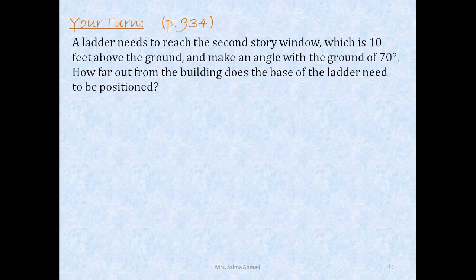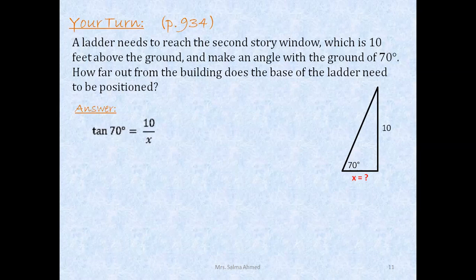So this question actually is not with a drawing, so we are going to try to draw it. Here we have a triangle and it's above the ground by 10 and the angle with the ground is 70 degrees. I need to find how far out the ladder will be placed. So I'm going to find X. Tan 70 is equal to opposite over adjacent. This is the side in front of 70, which is opposite, over adjacent. So it will be 10 over X.